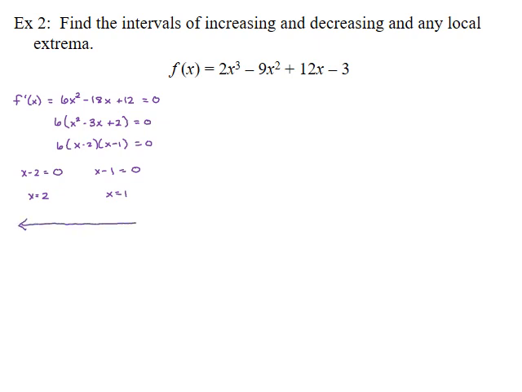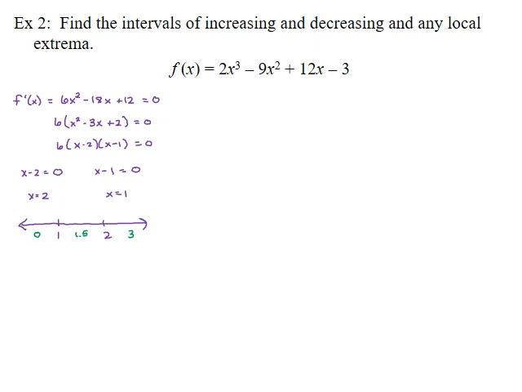When I draw my number line, remember, I've got to figure out where it is increasing and decreasing. Please make sure you put the numbers in order, so 1 does come before 2 in this case. And then picking out some test values, I'm going to pick 0, how about 1.5, and how about 3. Plug all 3 of those numbers into, remember, the first derivative.